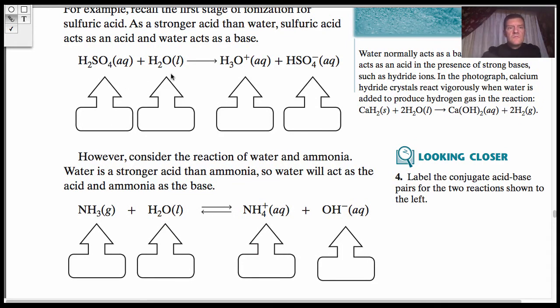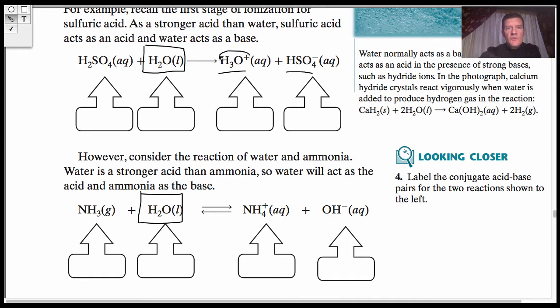Here, we're specifically going to look at water. We have two different reactions. Here we have sulfuric acid reacting with water to produce hydronium and that ion. Now, let's figure out what's the acid and what's the base.